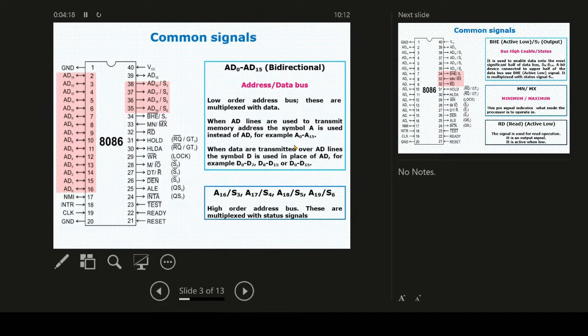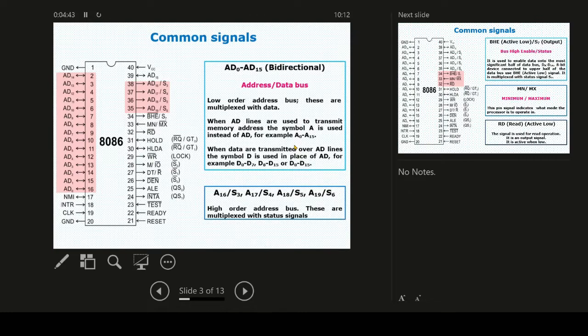It is a 20-line address bus. It starts from A0 up to A15 at pin number 39. It's not marked, and during memory address transmission, it is written as just A. The data buses are given the symbol D, and the data buses have 16 lines.